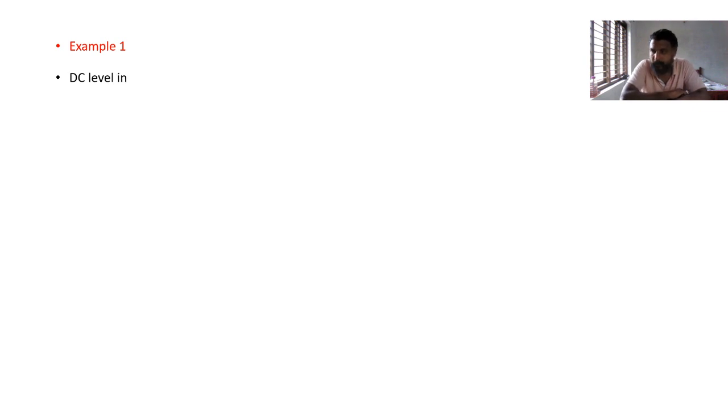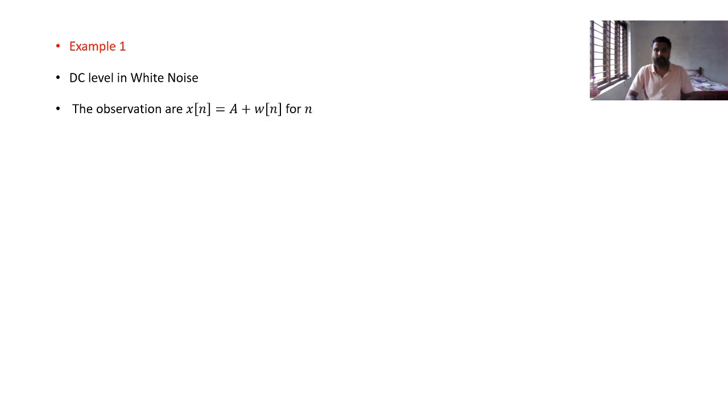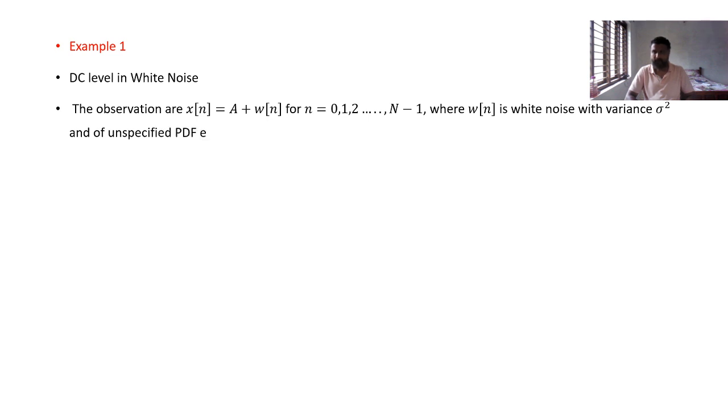DC level in white Gaussian noise. White noise. So the observation is x of n equals A plus w of n, n equal to 0, 1, etc., n minus 1, where w of n is white noise with variance sigma square and of unspecified PDF. That is very important, underline that word, and of unspecified PDF. You have to estimate A.